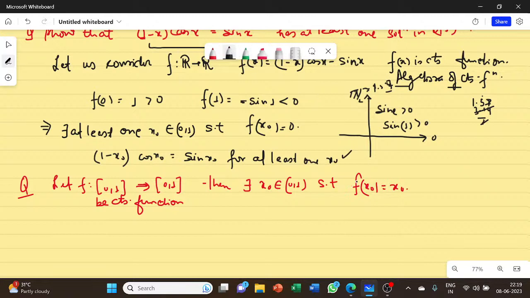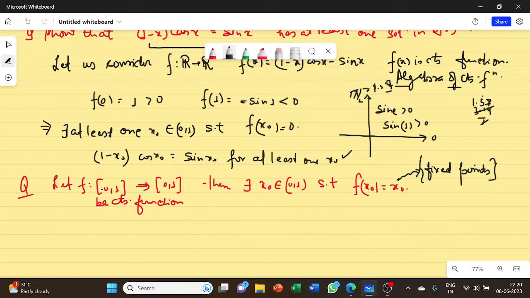So these points where f of x naught is equal to x naught are called fixed points. I'm just giving you the vocabulary. So what does it mean? It means that if your function is mapping onto itself, that is f is defined from [0, 1] to [0, 1], and if it is a continuous function, then there would always exist some x naught belongs to [0, 1] such that f of x naught will be equal to x naught. So this is what we have to prove.